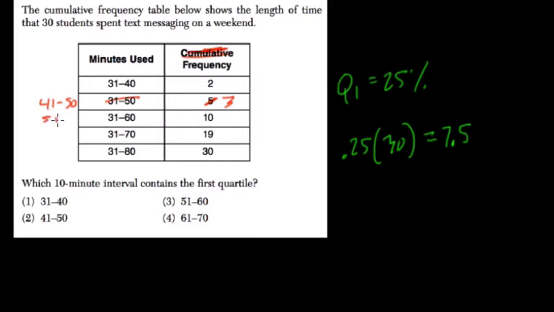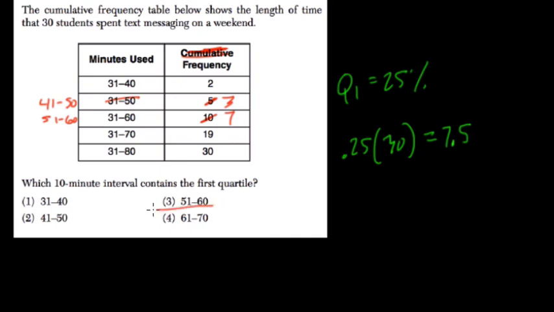So next, we go up to 60, so let's change it so it's 51 through 60, and that goes from 3 to 10. So that contains 7 more values than there were before. So here, the 10-minute interval contains the first quartile, right, of all the data. We've already hit that because we went 2, then 3 more, it's 5, now 7 more.